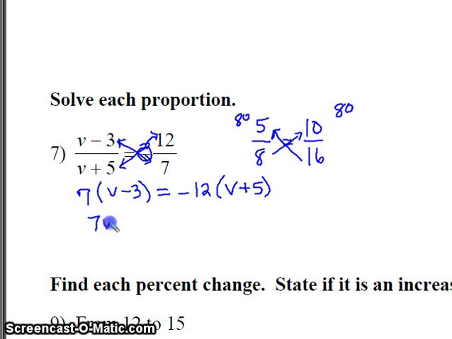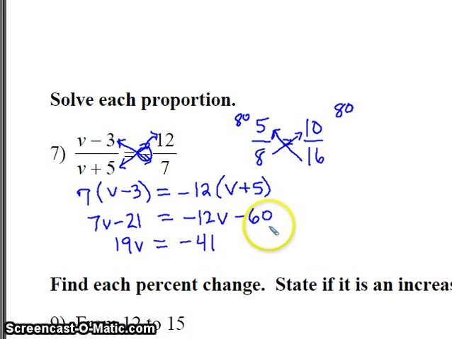All right, so I'm going to use my distributive property here and multiply that out. I'm going to multiply this. Negative 12 times 5 is negative 60. Maybe add 12v to both sides and get 19v. Add 21 to both sides and get negative, that's not right, negative 40. So we want to change that. Fix my math here. We want to change that to negative 39.